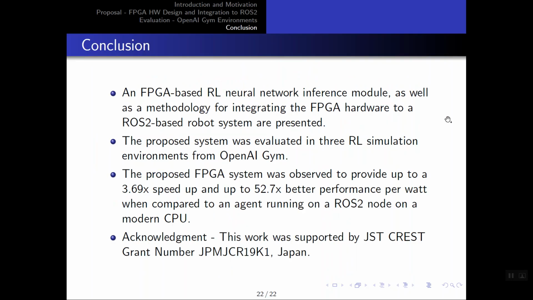So to conclude, in our work, we have proposed an FPGA-based reinforcement learning neural network for inference, as well as a methodology for integrating this FPGA hardware module to a robot system based on ROS2. The proposed system was evaluated in 3 reinforcement learning simulation environments from OpenAI Gym, and the proposed FPGA system was observed to provide up to a 3.69 times speed up and up to 52.7 times better performance per watt when compared to an agent running on a modern Intel CPU.